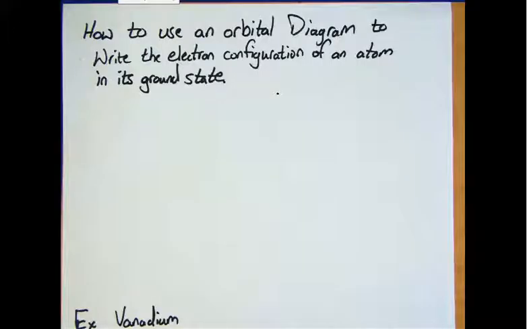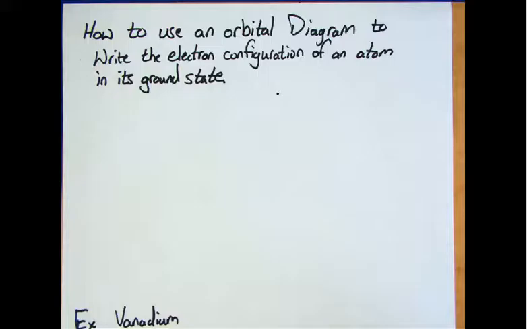Welcome to today's hopefully quick lecture on how to use an orbital diagram to write the electron configuration of an atom in its ground state. So hopefully, like I said, this lecture will be much quicker than the title makes it sound.